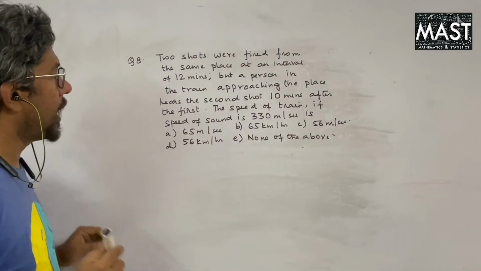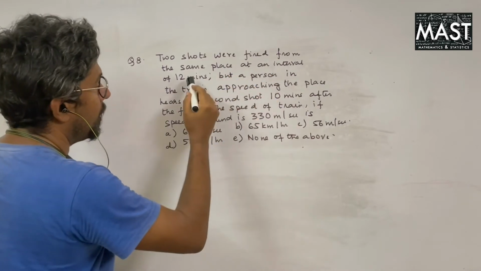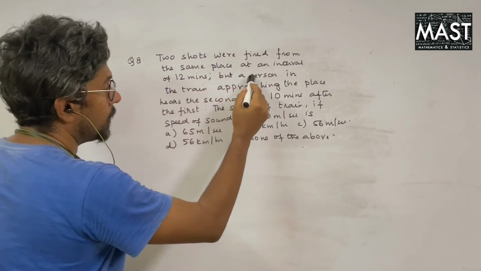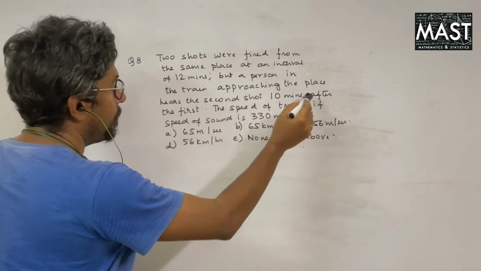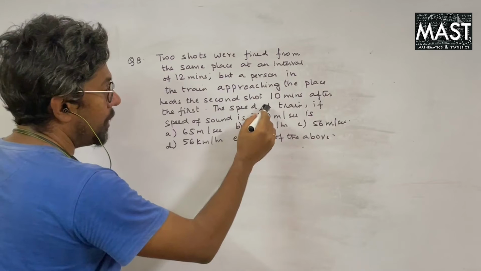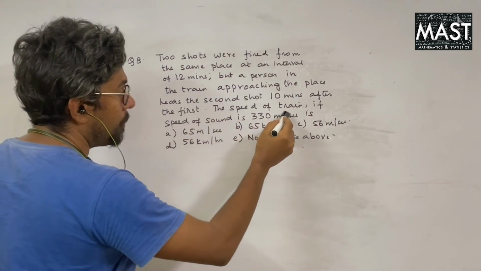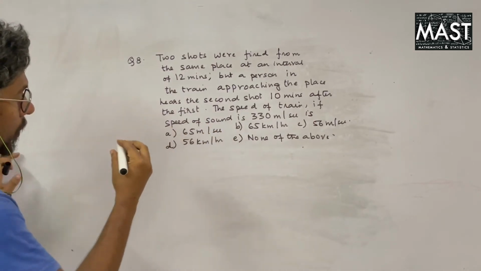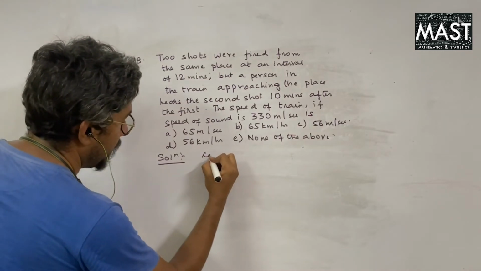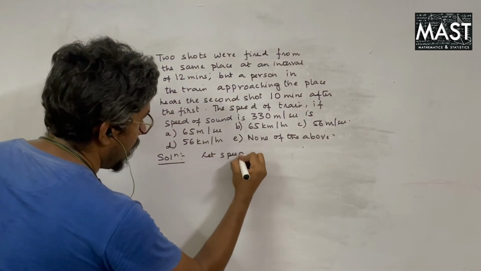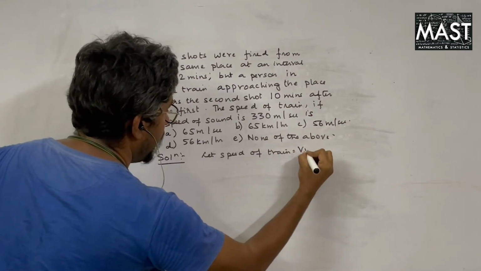Moving on to the next sum. Two shots were fired from the same place at an interval of 12 minutes, but a person in a train approaching the place hears the second shot 10 minutes after the first. The speed of the train, if the speed of sound is 330 meters per second, is? So let us take the speed of the train as v. Let the speed of the train equal v meters per second.